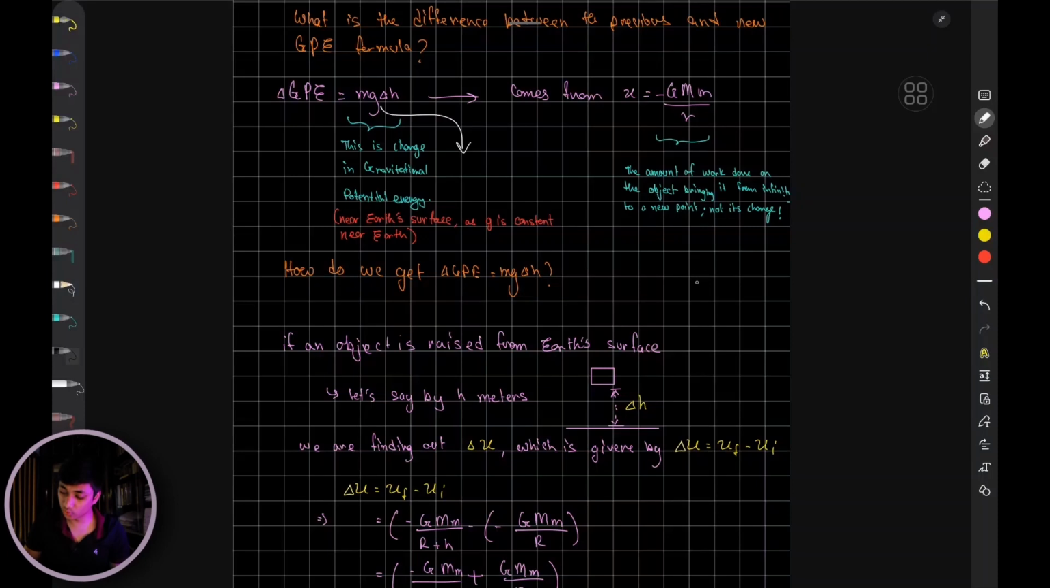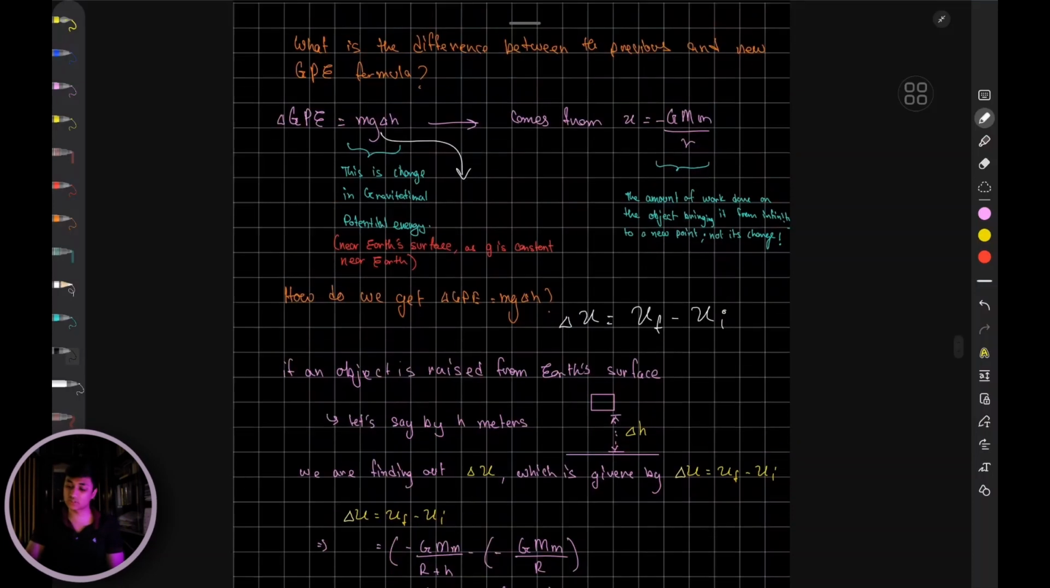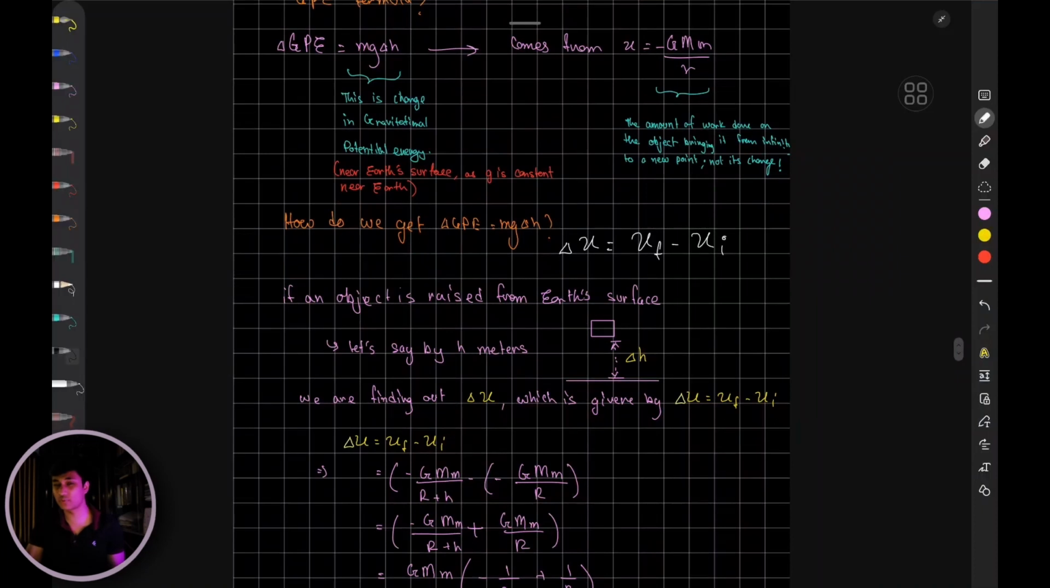Therefore, what we will do is find the gravitational potential energy at the final position, that is moving away from Earth, and the initial gravitational potential energy, right? So final minus initial gravitational potential energy is going to give you the del U, or change in gravitational potential energy. And we're going to see how this formula, or this approximation, is derived, right?